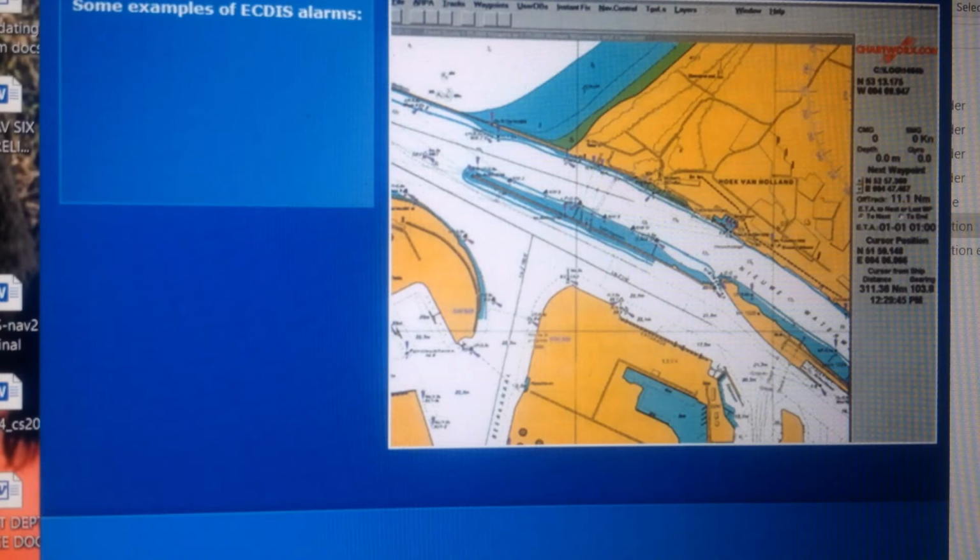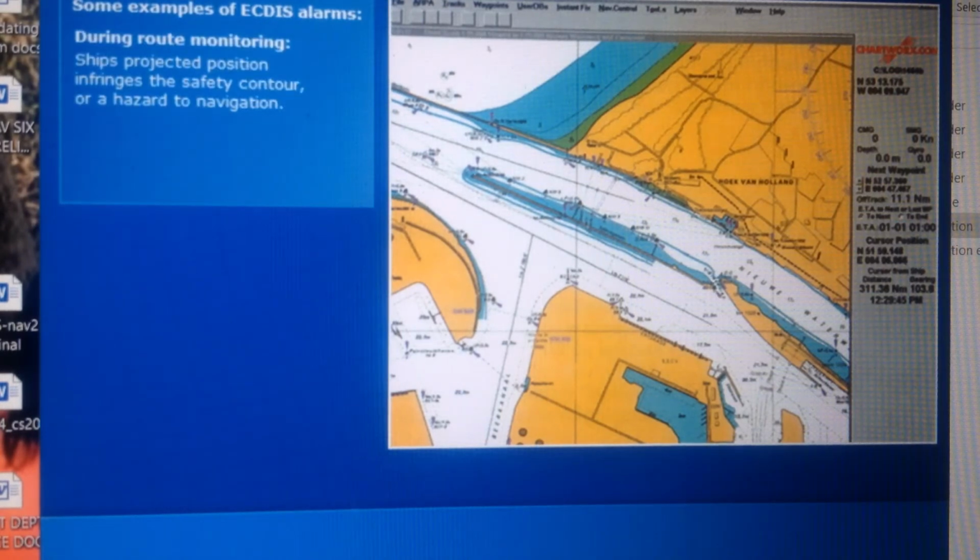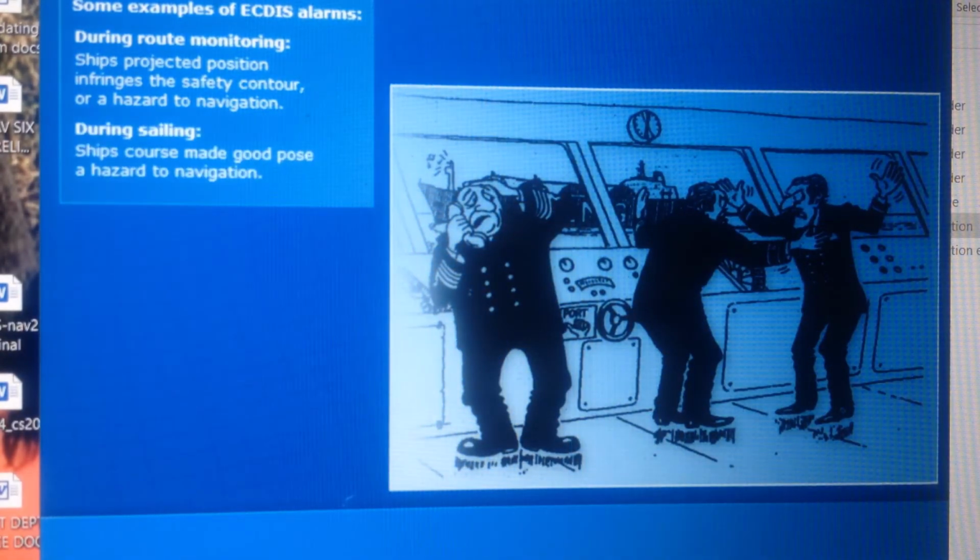Some examples of ECDIS alarms. Ship's projected position infringes the safety contour, or a hazard to navigation. Ship's course made good poses a hazard to navigation.